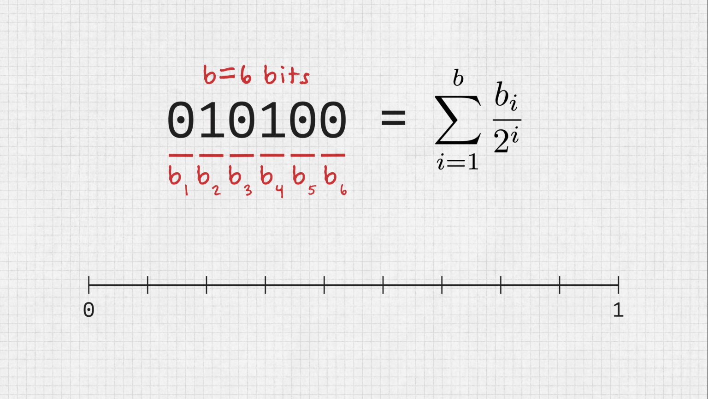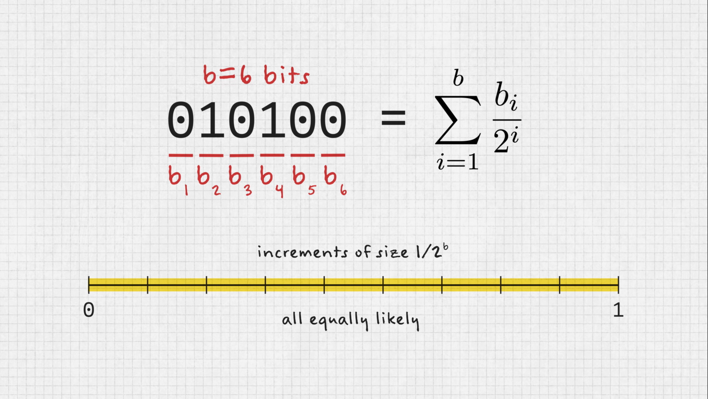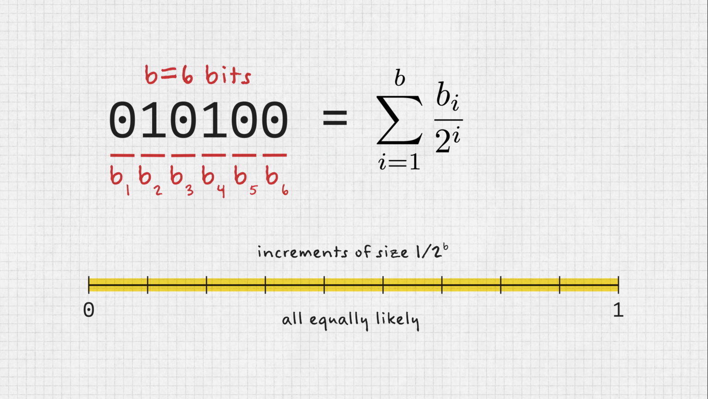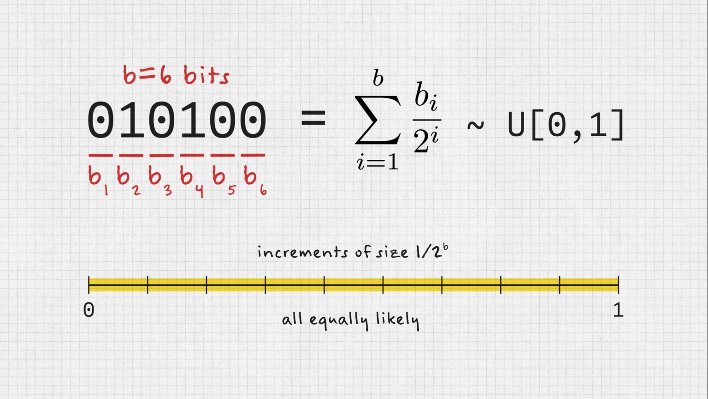When we add up all the weighted contributions, we get a number somewhere between 0 and 1. And because each bit was chosen by an independent fair coin toss, all possible numbers are equally likely. That means that the resulting number looks like it was drawn from a uniform distribution between 0 and 1, or to be more precise, between 0 and 1/2 to the number of bits. But if the number of bits is large, this last small chunk is negligible.